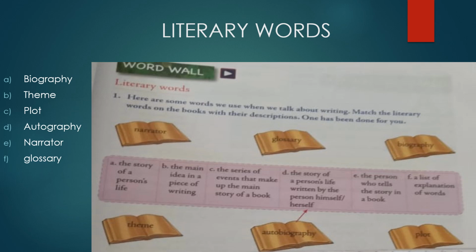this first one. The story of a person's life. Children, you know the story of a person's life. What is it called? Biography. This is biography. The answers are given here. Biography. Now our next is B. The main idea in a piece of writing. The main idea in a piece of writing is theme. Answer is given here. Theme.